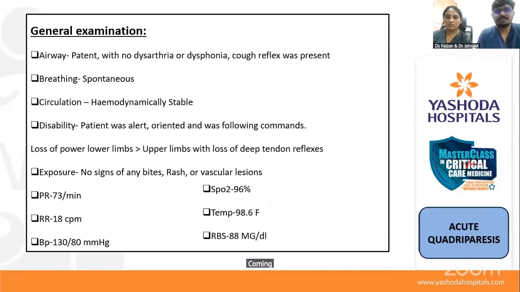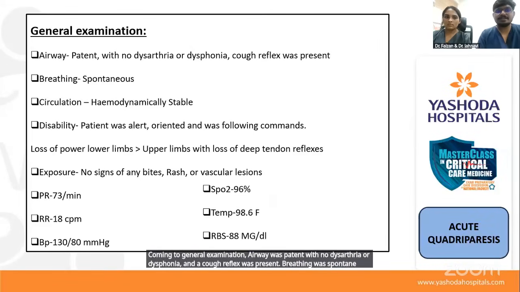Coming to general examination, the airway was patent with no dysarthria or dysphonia, and the cough reflex was present. Breathing was spontaneous, and in circulation the patient was hemodynamically stable. Coming to disability, the patient was alert, oriented, and following commands. There was loss of power in the lower limbs more than the upper limbs, with loss of deep tendon reflexes. On exposure, there were no signs of any bites, rash, or vascular lesions.